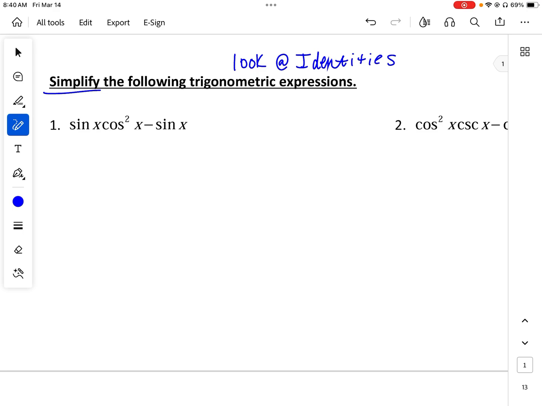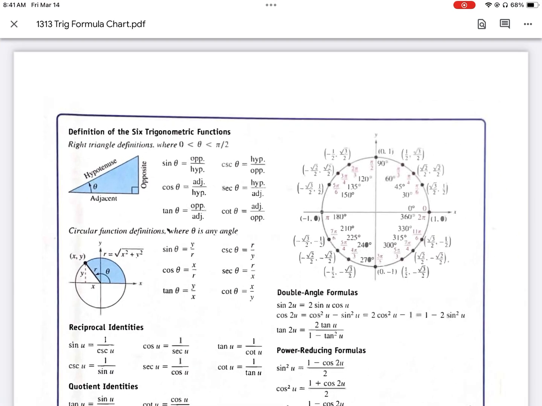All right, so let's look at number 1. It says sine x cosine squared x minus sine x. Something that my algebra brain sees automatically is that they both have sine x, so that tells me I need to factor. So I'm going to go sine x times (cosine squared x minus 1). Sine x, we're not going to do anything more there. Let's look at this: cosine squared x minus 1.